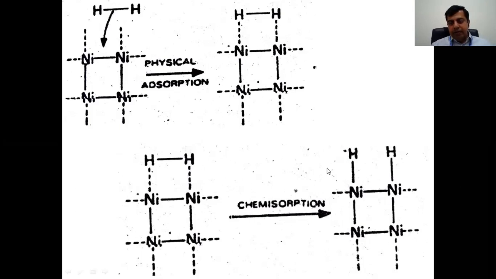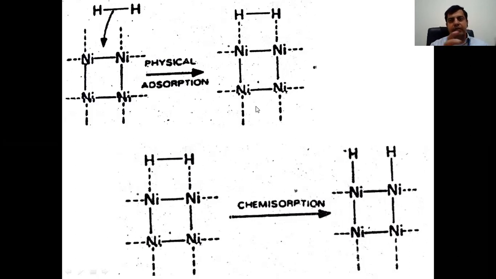And in the permanent bond, there may be a covalent bond, or it may be an ionic bond, or it may be a coordinate covalent bond. So this is the difference between physical adsorption and chemical adsorption. In physical adsorption, there is weak bonding between the adsorbate and adsorbent, but in chemical adsorption, there is permanent or strong bonding between the adsorbent and the adsorbate. So this is chemically adsorbed, this is physically adsorbed.